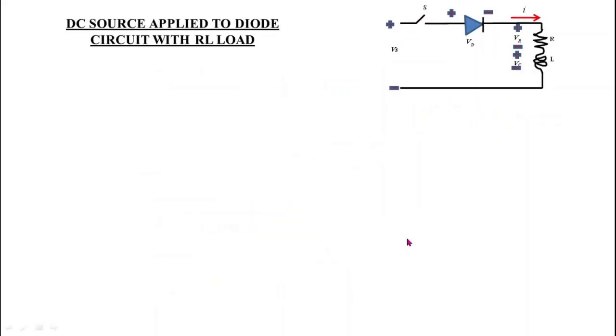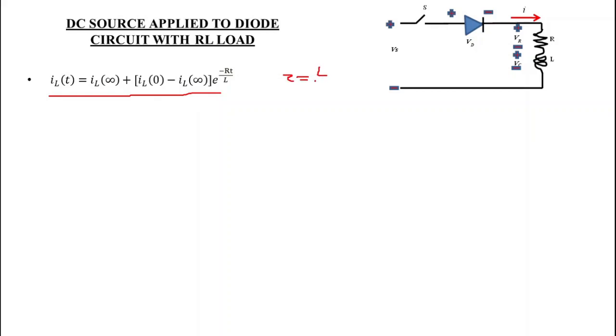Now we will see DC source applied to diode circuit with RL load. Here in case of RL load, the inductor current at any time t is given by IL(infinity) plus [IL(0) minus IL(infinity)] e to the power minus R by L t. This is also a very basic equation of network theory. Here the time constant tau is equal to L by R.